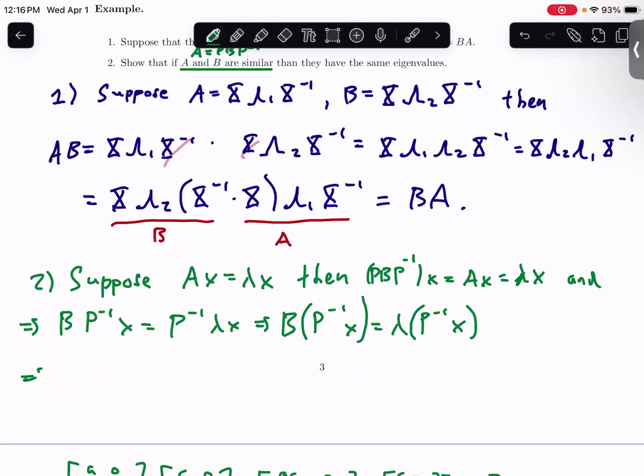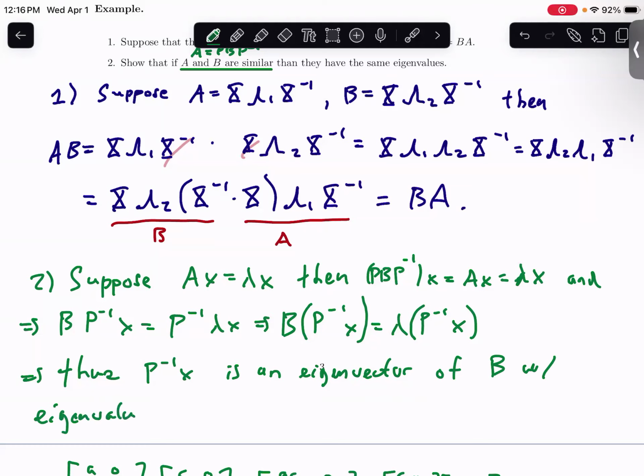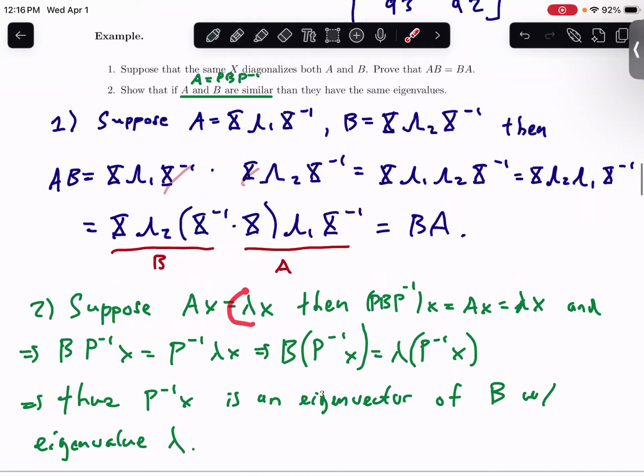So just writing exactly what I just said. By definition, we can say something like this: P inverse times x is an eigenvector of B. But the main point is that the eigenvalue hasn't changed at all. So the eigenvalue is lambda. What I'm saying is that if lambda is an eigenvalue of A, we have that lambda is still an eigenvalue of B.